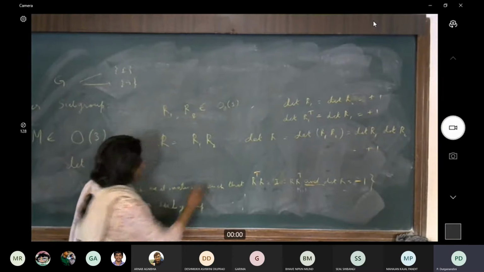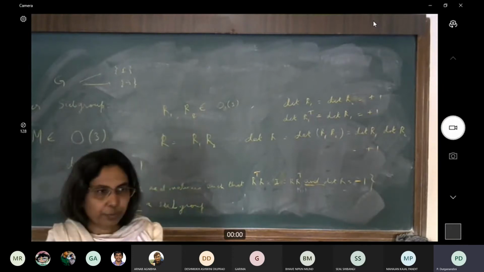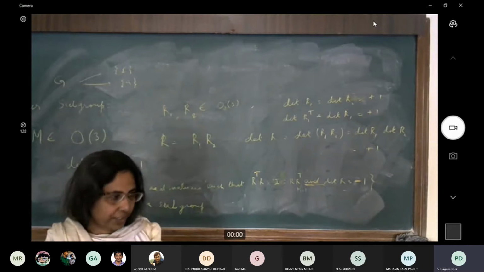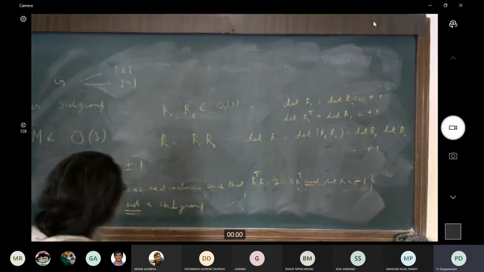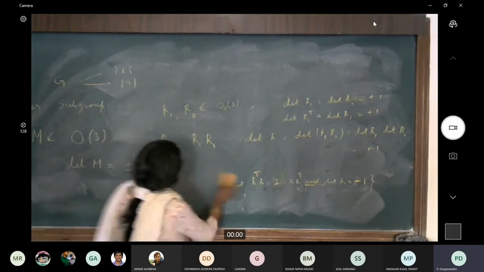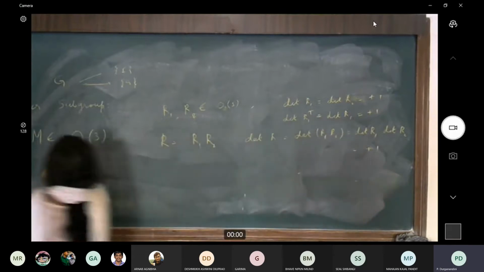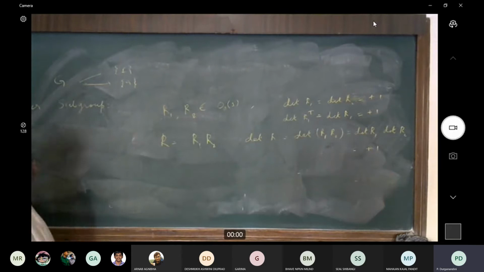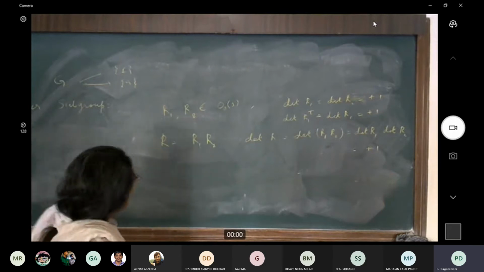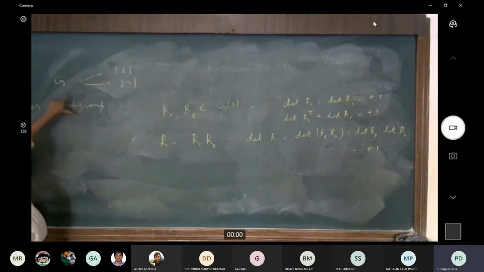And you can also see that identity will not belong to the set because identity has determinant equal to +1. So if it has to be a subgroup, the identity must belong to it. Okay, so this was just to show you a little bit more. But I also want to point out, why are we talking about subgroups? The idea of talking about subgroups is to partition the group.